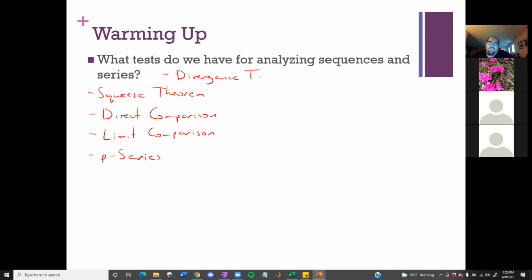And this one is one of those things that's very quick, so I think it's usually worth doing, because if it gives you a conclusion, you're done. So just a reminder, what does the divergence theorem say?